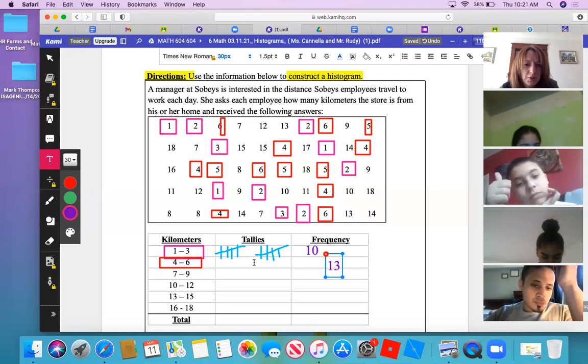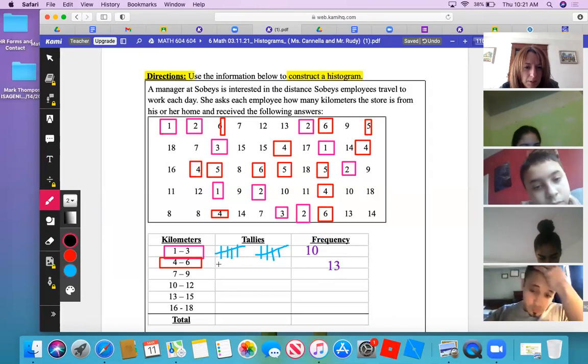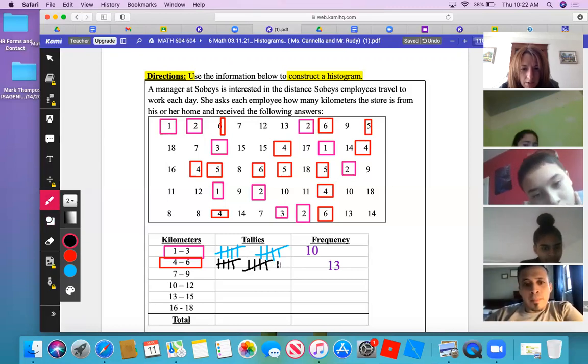All right. How do we show 13, guys? Who paid attention? How many tally marks should there be? Each bundle represents 5, so I need 2 bundles of 5, which gives me 10, right? Mm-hmm. And then I have 11, 12, 13. Yeah, Miss B.